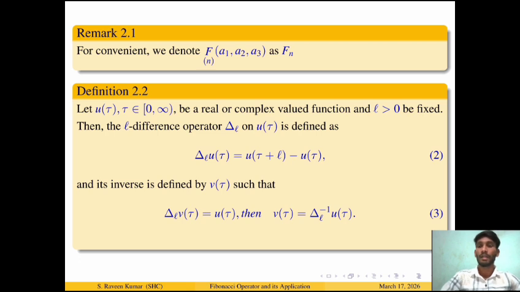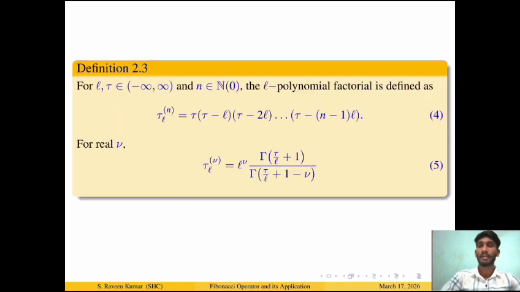Definition 2.2. Let u of tau belonging to 0 to infinity be a real or complex valued function, and L greater than 0 be fixed. The L difference operator del L on u of tau is defined as equation 2, and its inverse is defined by equation 3. Definition 2.3. For tau belonging to minus infinity to plus infinity, and n belonging to N of 0, the L polynomial's factorial is defined as equation 4. For real nu, it is defined as equation 5.